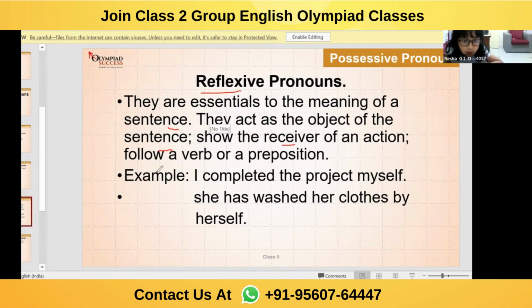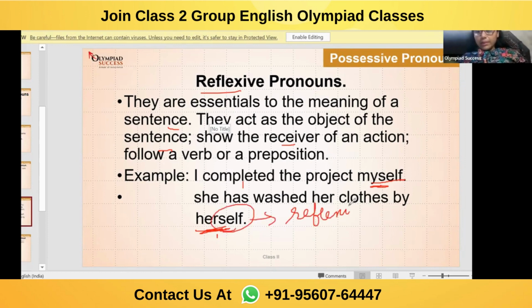Example: I completed the project myself. She has washed her clothes by herself. So a reflexive pronoun basically reflects that the action was done by the person themselves. For example, I completed the project myself. I took the online class by myself. She has washed her clothes by herself without taking any help. He has done his homework by himself. So that "self" is called a reflexive pronoun.